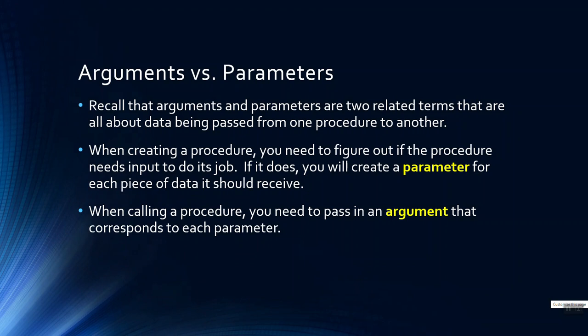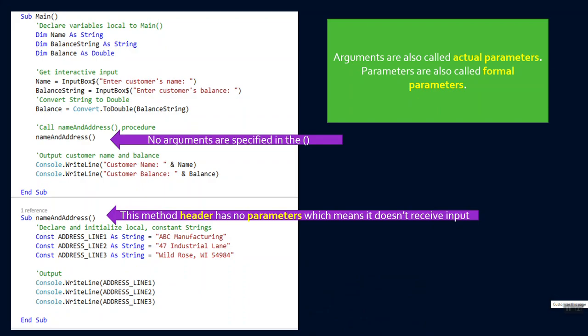So it's possible that you could create a procedure that has no parameters because it does not require any data, could require one parameter or multiple. Once you create that procedure, then when you call the procedure from, for example, submain, you will need to pass in an argument that corresponds to that parameter. So for every parameter, there will be an argument, and the data types must match up. So we'll take a look at that. First, let's look at a simple example.